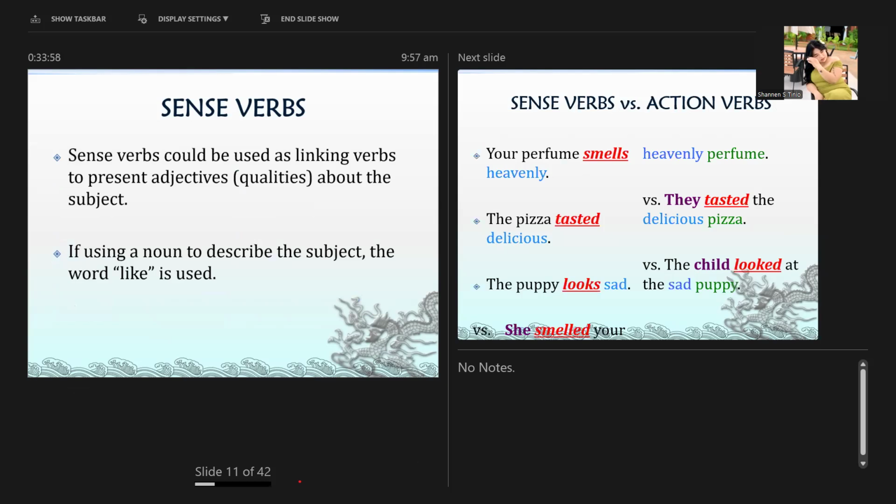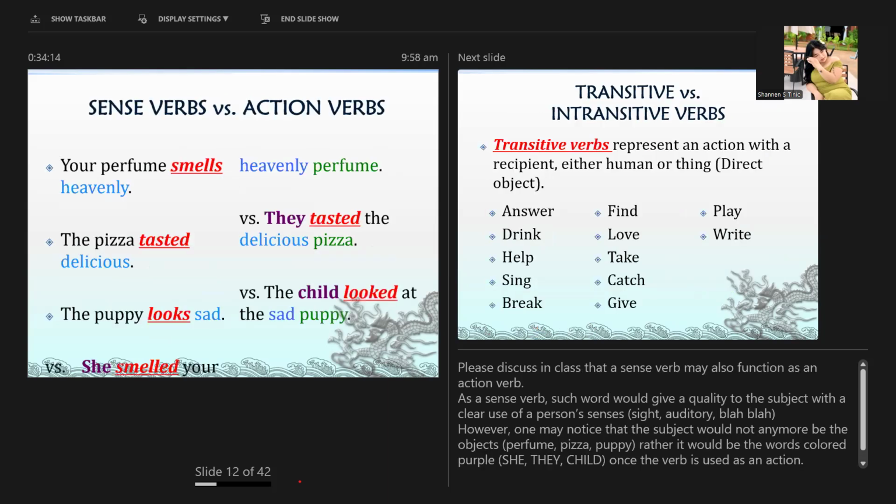All right. So this is actually what I just discussed about sense verbs. If using a noun to describe the subject, the word like is used. So let's take a look at more example sentences.